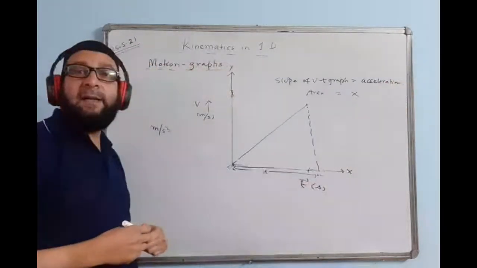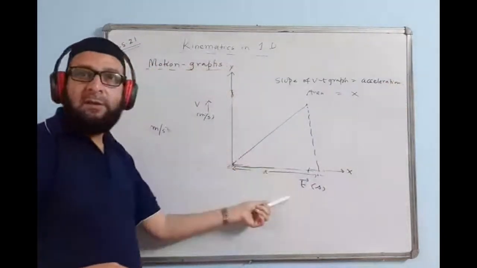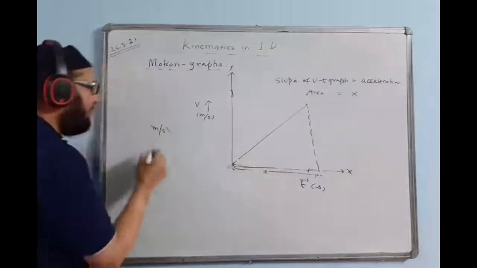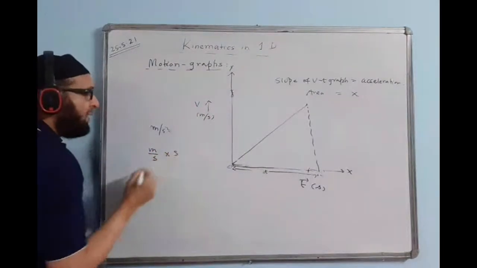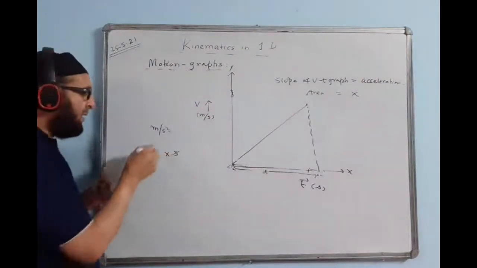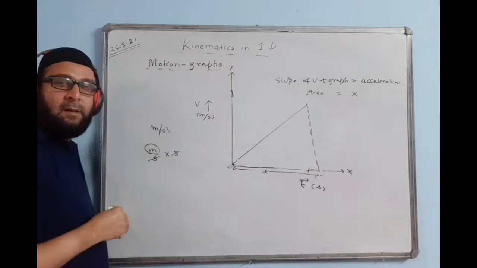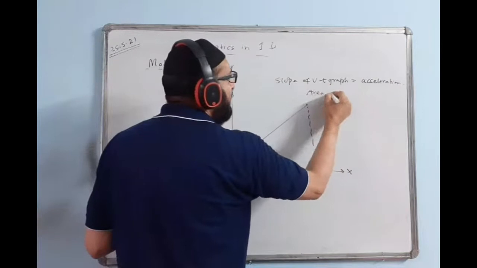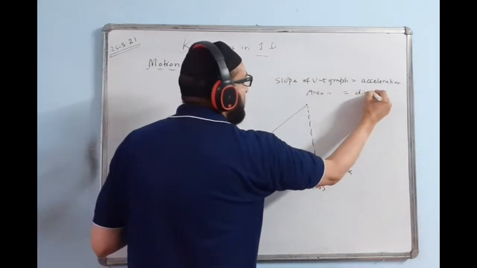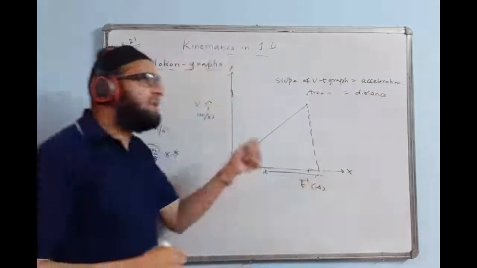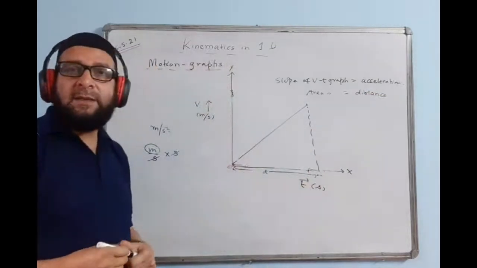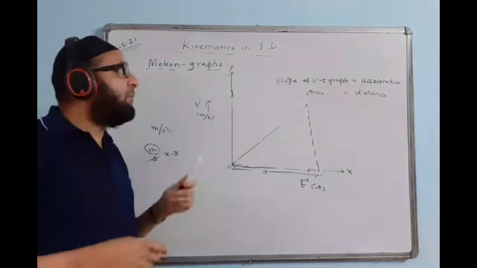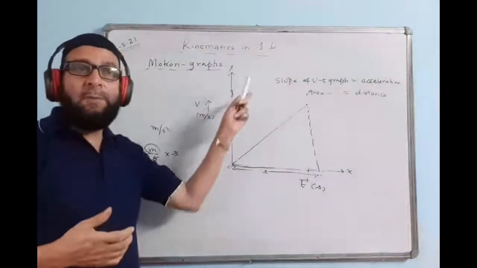And what about area? Area means you have to multiply these two axes. Slope means divide and area means multiply. When you multiply these two values, meter per second into seconds, the second cancels. What is the answer left over? Meter. The area of the vt graph will give the value of distance or displacement. Because this is straight line motion, the distance and displacement will be the same. So for the vt graph, both the slope as well as the area are significant.